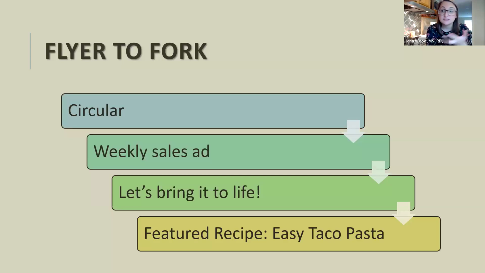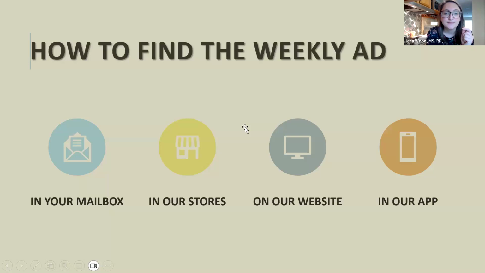Before we get into that, if you missed Friday's class with the circular, or if you're just new to shopping with our circular ad, we're going to touch on where to find that circular, how to find the sales ad, how to use it and bring it to life in a recipe. Today's recipe is going to be our easy taco pasta. Speaking of which, I'm turning down the boiling water. It is at a rolling boil.